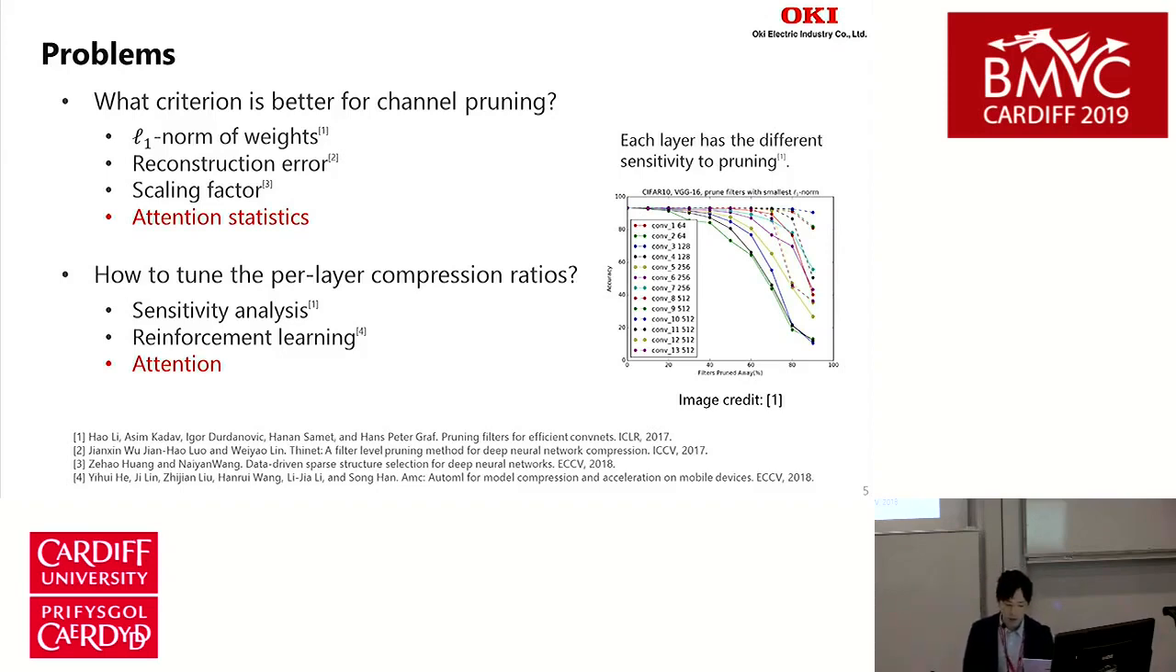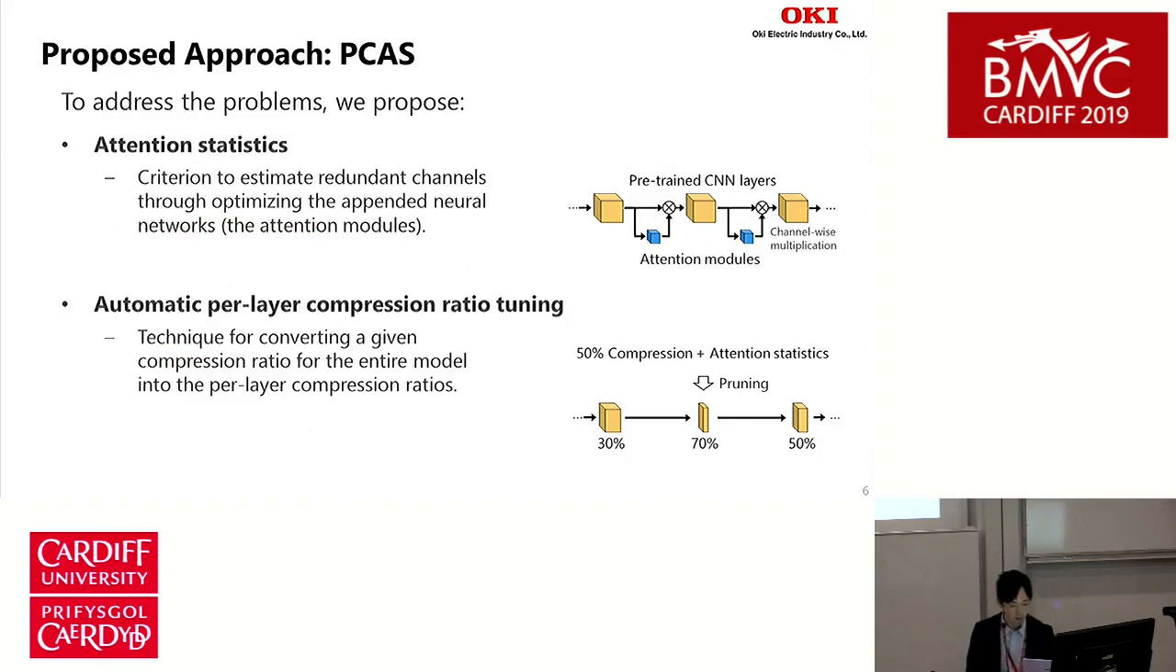And now, we propose a novel channel pruning strategy based on attention. We propose attention statistics as a novel channel pruning criterion to estimate redundant channels through optimizing the attention modules. Specifically, the attention module generates a scaling vector from the feature maps, and the vector is channel-wise multiplied by the feature maps again. The role of attention modules is to emphasize channels that contribute to reducing the loss function and de-emphasize others. For this purpose, we introduced a softmax function in the latter block of the attention modules. By using its property, we also propose a simple technique for converting a given compression ratio for the entire model into the per-layer compression ratios. And we named this approach PCAS.